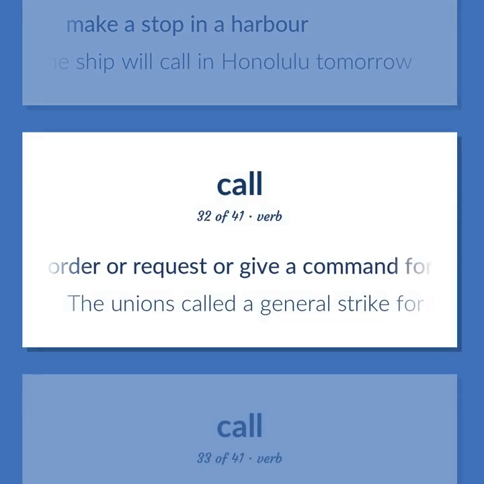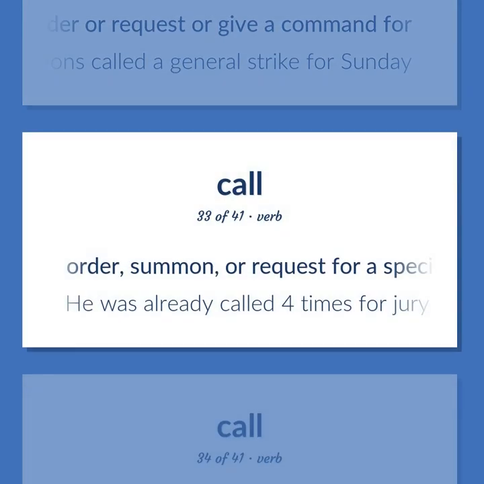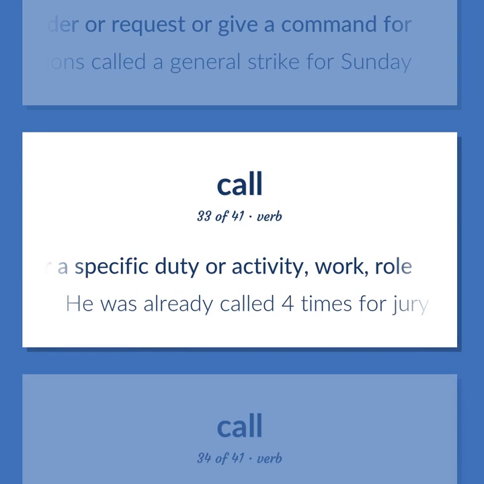Order or request or give a command for. The unions called a general strike for Sunday. Order, summon, or request for a specific duty or activity, work, role. He was already called 4 times for jury duty.